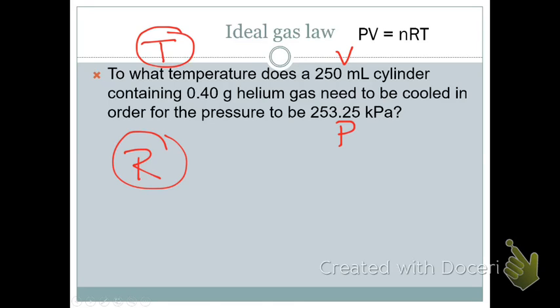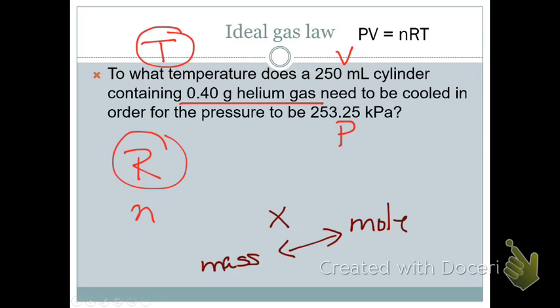So what do we need to fix for this? Well, if you're paying attention, we don't have the n, the moles, but we do have 0.40 grams of helium gas. Once again, we have to look to our mole map, and we're going to and from. If we're going from mole to mass, we multiply. If we're going from mass to mole, we divide. Well, we're going from mass to mole, so we're going to have to divide by the grams per mole.